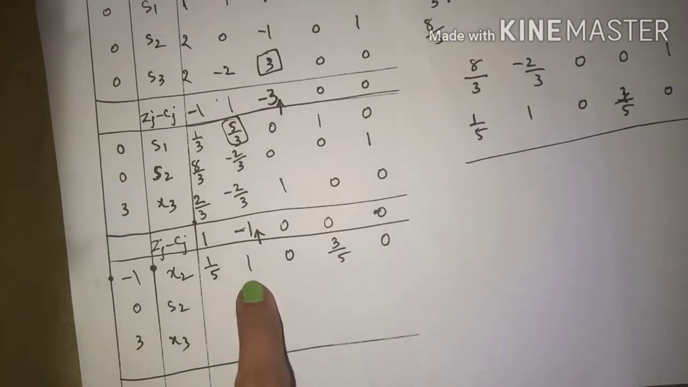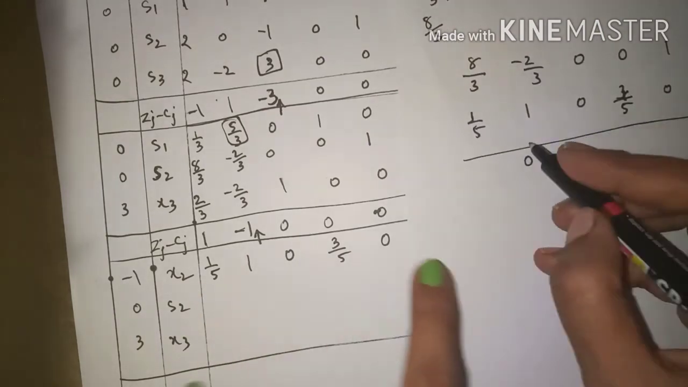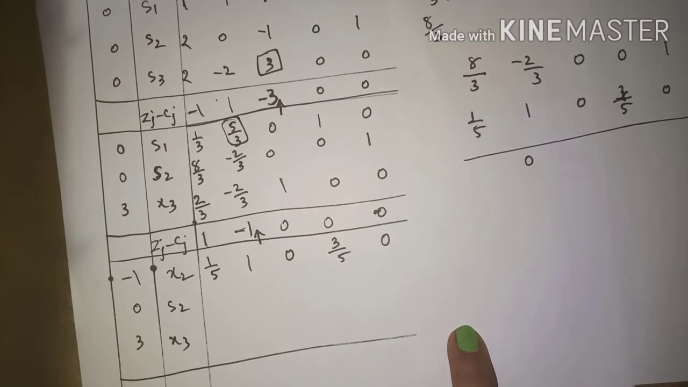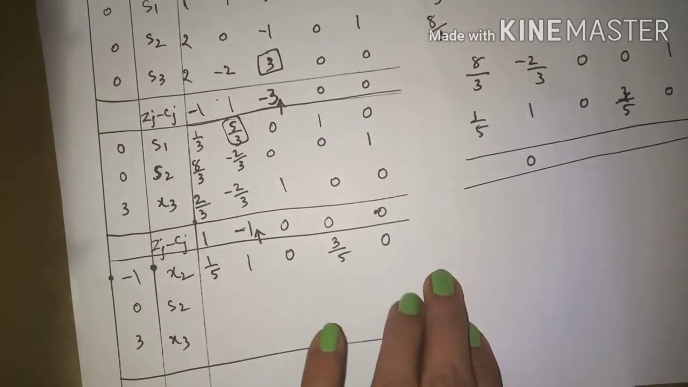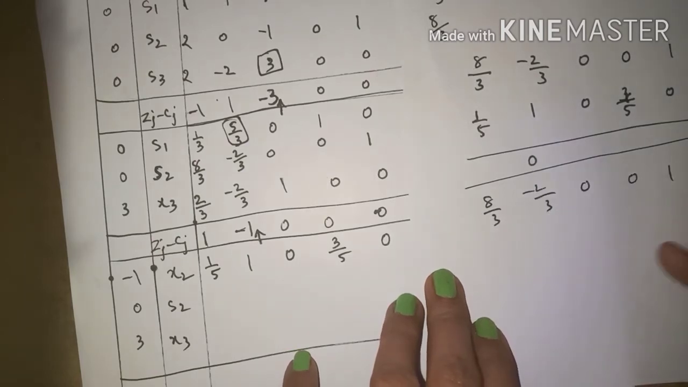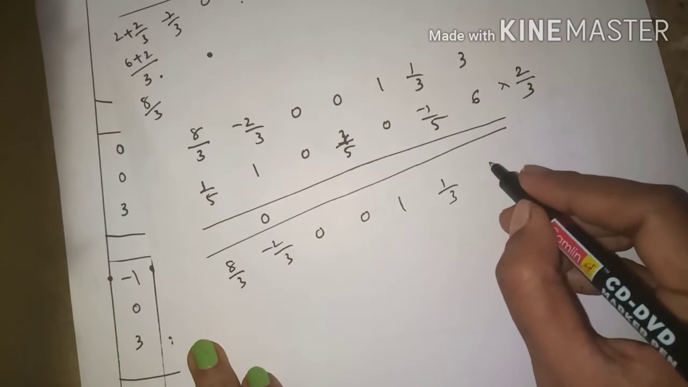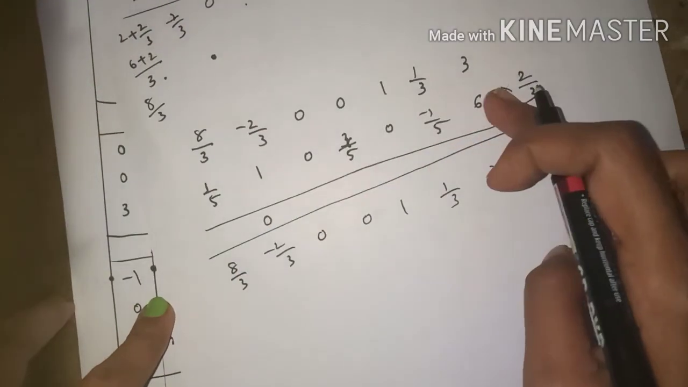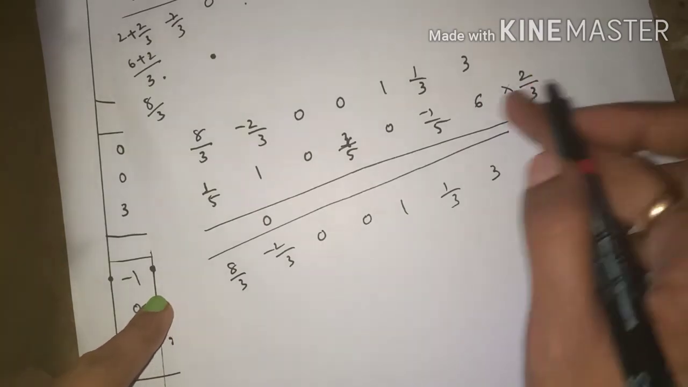Now here in the second place we have to get 0. To get 0 I have to multiply the complete second row by 2 by 3. 8 by 3, minus 2 by 3, 0, 0, 1, 1 by 3, 3. To get 0 I have to multiply the second row with 2 by 3. That's why I am multiplying.